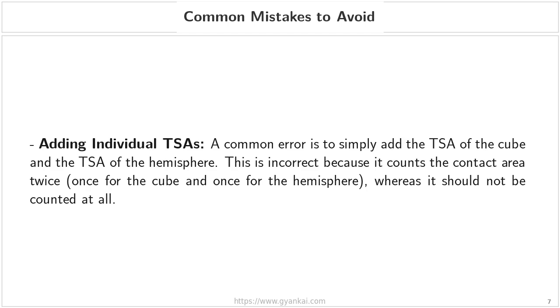First, please avoid the temptation of simply adding the individual total surface areas of the two shapes together. You might see a cube and a hemisphere and think, I'll just add their TSAs. But remember what we discussed in slide 2 about the hidden surface. If you add the full TSA of the cube to the full TSA of the hemisphere, you are actually counting that circular contact area twice, once as part of the cube and once as part of the hemisphere. In reality, that area is hidden and shouldn't be counted at all.